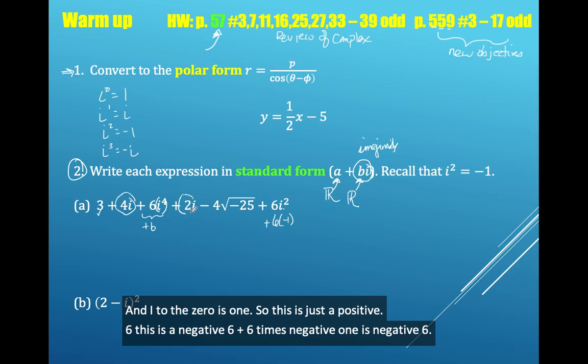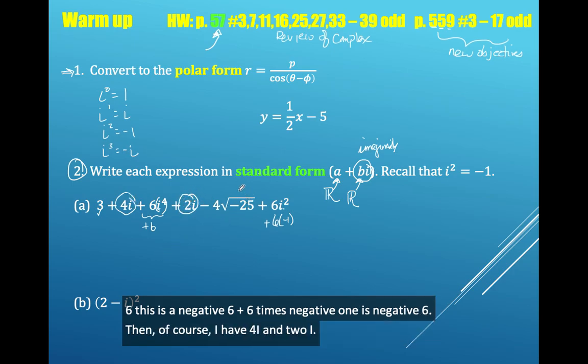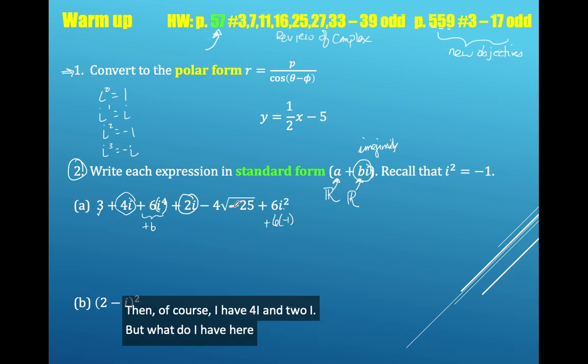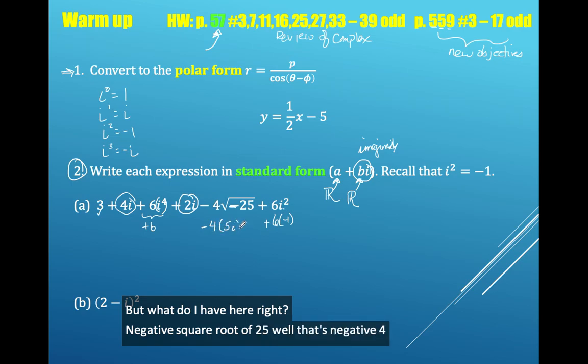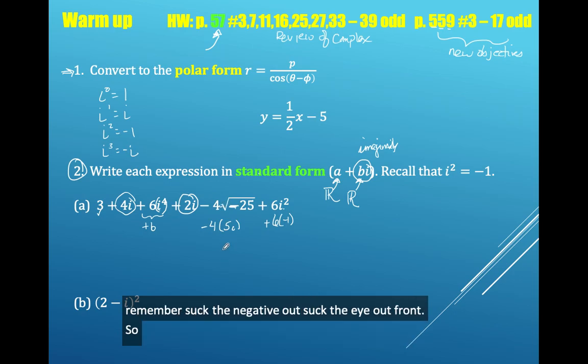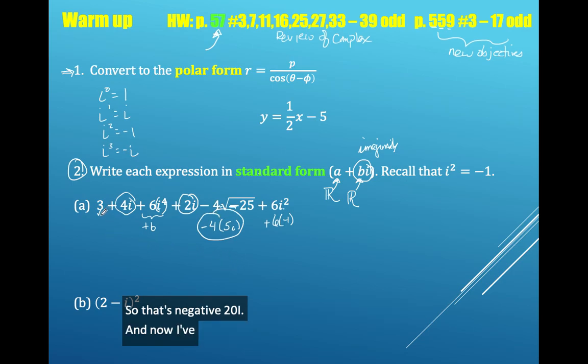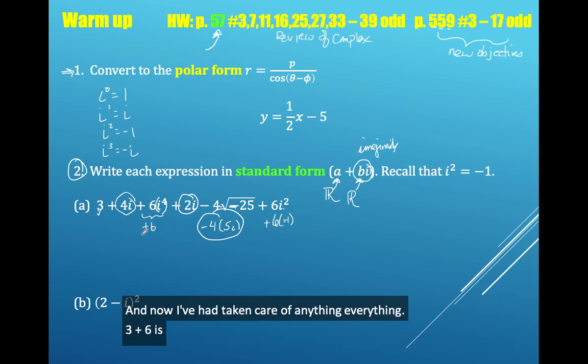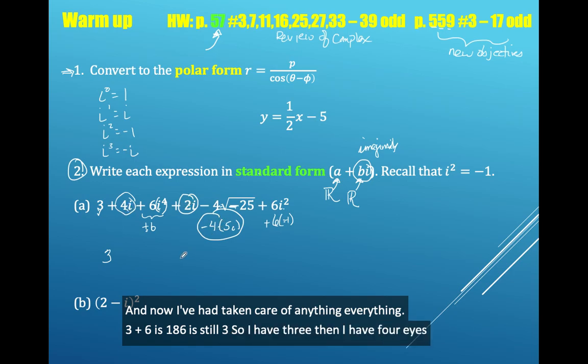Then, of course, I have 4i and 2i. But what do I have here, right? Negative square root of 25, well, that's -4 times 5i. Remember, suck the negative out, suck the i out front. So that's -20i. And now I've taken care of everything. 3 plus 6 is 9. 9 minus 6 is still 3. So I have 3. Then I have 4 i's, 2 i's, and -20 i's.